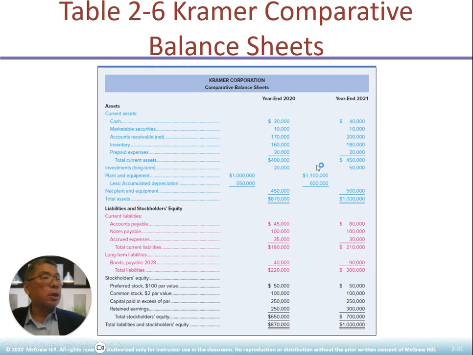So we're going to look at the balance sheet here at year end, from year 20 to 21. You see the plant and equipment here, the increase in the PPE from $1 million to $1,100,000. The depreciation also increased from 550 to 600. You see the difference here? There's an increase of total assets from 870 to $1 million. Okay.